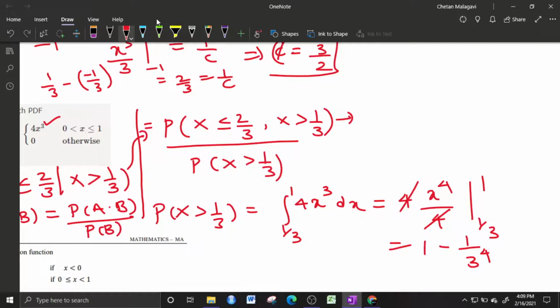So x is less than or equal to 2 by 3 and x is greater than 1 by 3, the intersection of this can be found as the integration of f(x) from 1 by 3 to 2 by 3, f(x) dx.